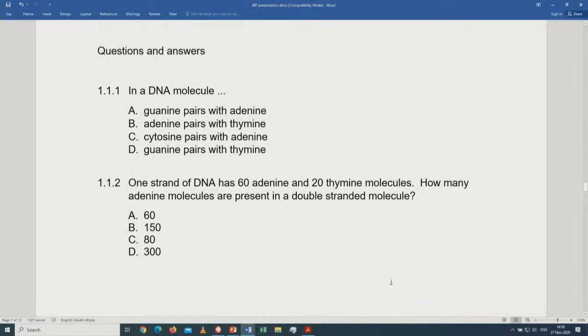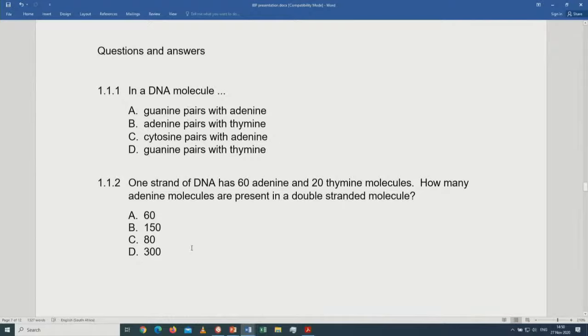I'll just go through a few questions, based on what we have covered. Now in question 1.1.1, it's a multiple choice question. In a DNA molecule, guanine pairs with adenine, adenine pairs with thymine, cytosine pairs with adenine, or guanine pairs with thymine. We know that adenine always pairs with thymine, A always pairs with T, apple on a tree.